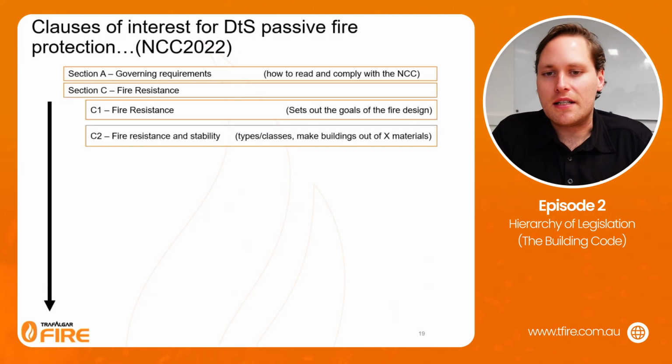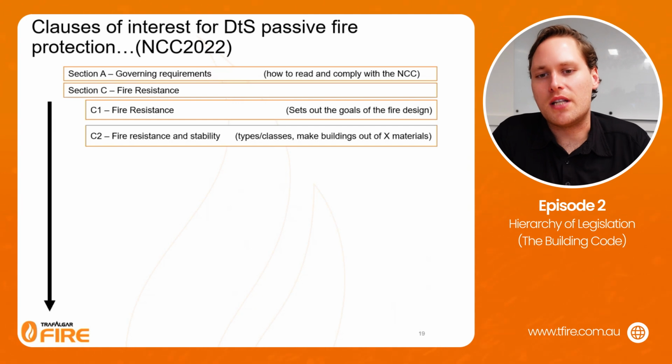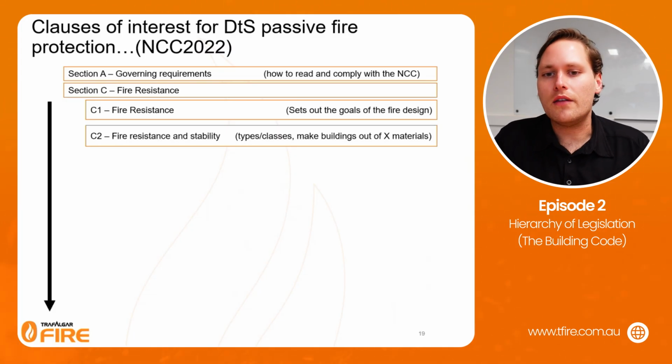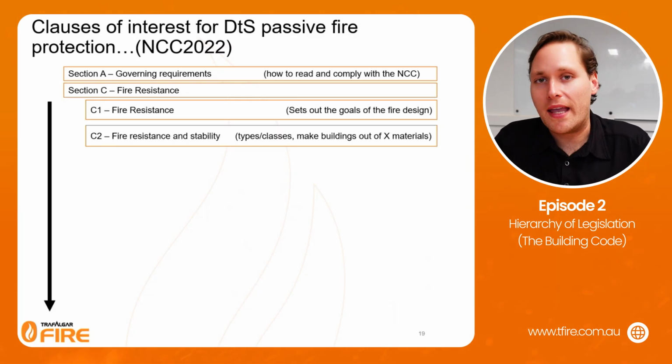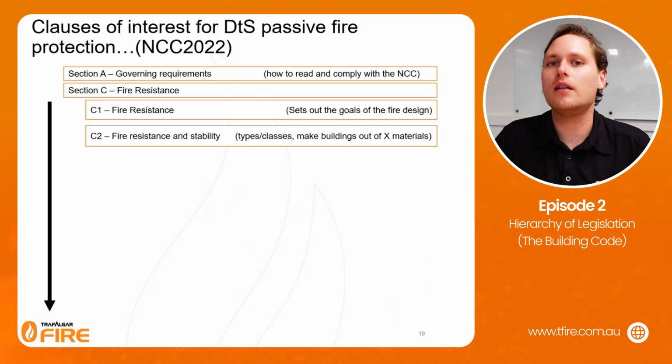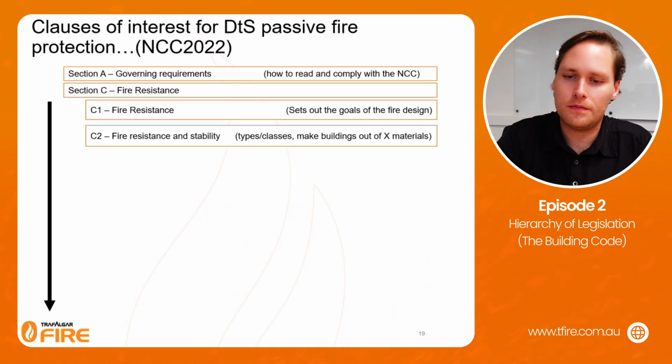C2 is fire resistance and stability. So here's where the building code tells you what type and class of building you've got. You know, is it a school? Is it a hospital? Is it a high-rise residential? And then it'll give you the type of building, types A, B, or C. It also tells us what materials we're allowed to make our buildings out of. So this is where things like non-combustibility and fire spread properties come into it.